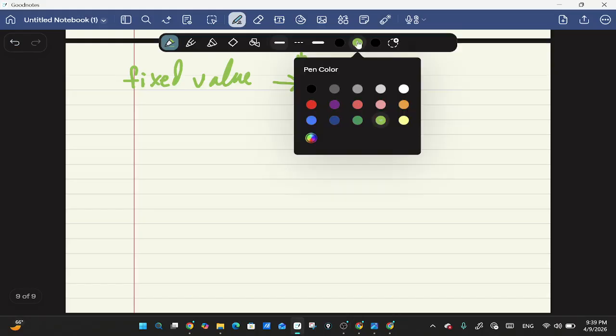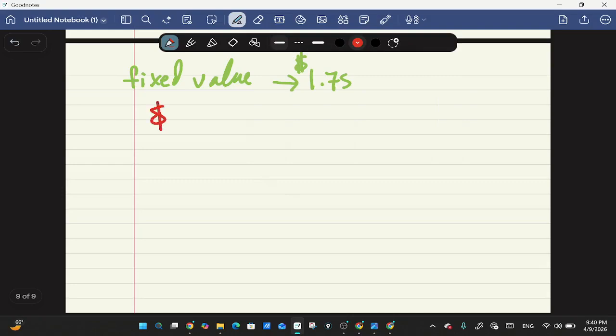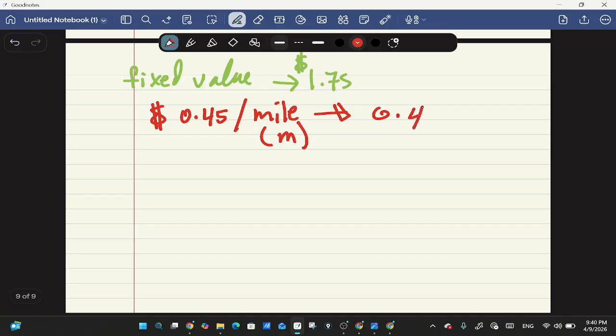When we are saying $0.45 each mile, we can translate this into math. In this question, you can see that the question is asking you to represent m as miles, so we can write this sentence mathematically like this: 0.45 times m.